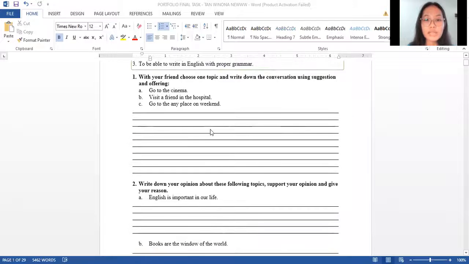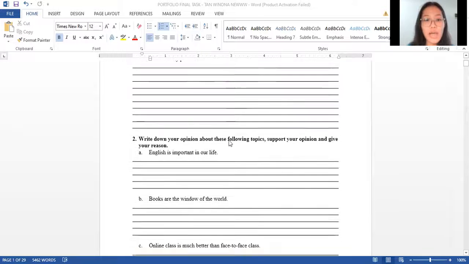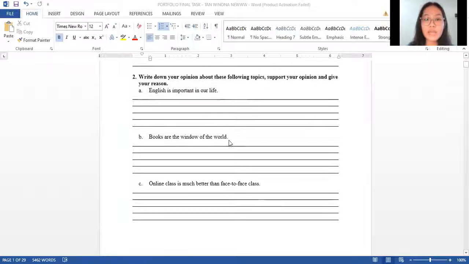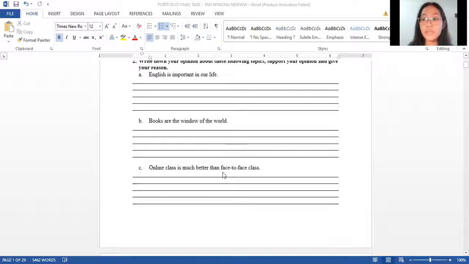The first one is to write your own conversation using suggestions and your own reading. You can choose one topic from 3 topics here. And then the second one is to write down your opinion about the following topics. Support your opinion and give your reason. You have to read for the 3 numbers.